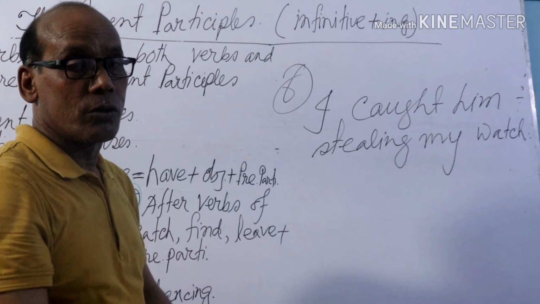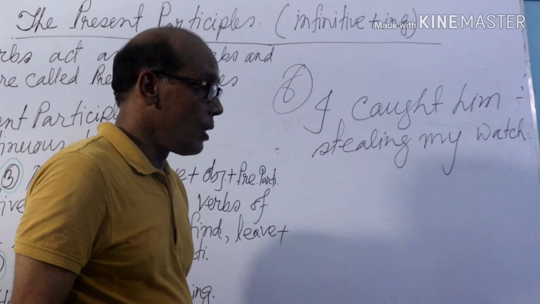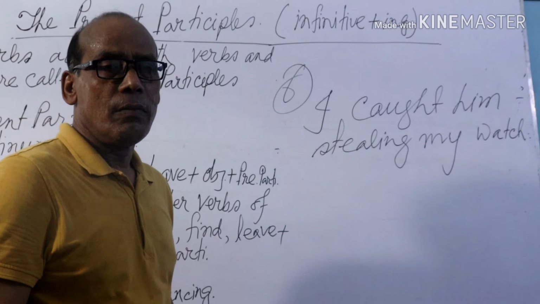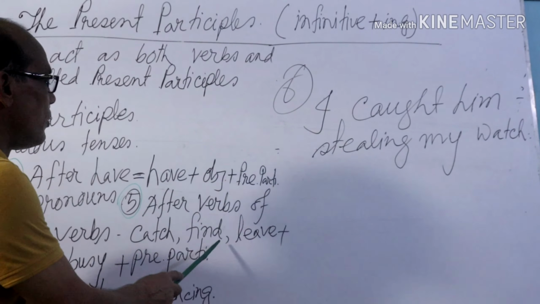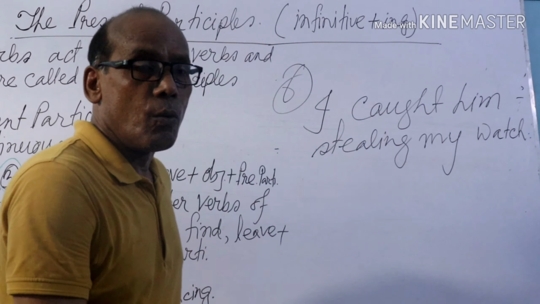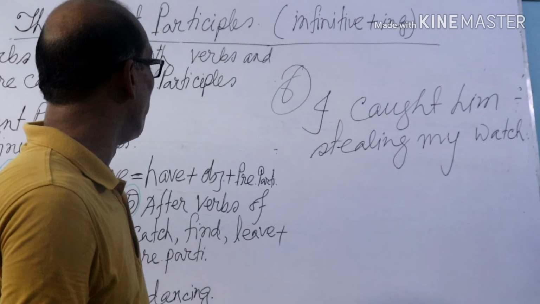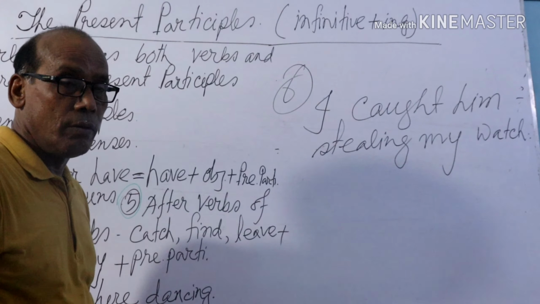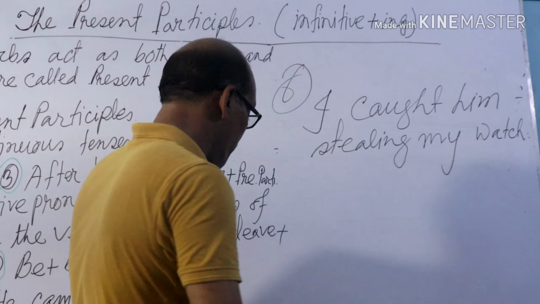That means I caught him stealing my watch. And maybe I found him sleeping in the bed. I found him sleeping in the bed. I left him walking in the field, or I left the boy reading a book at the table. So in this way we can use the present participle.